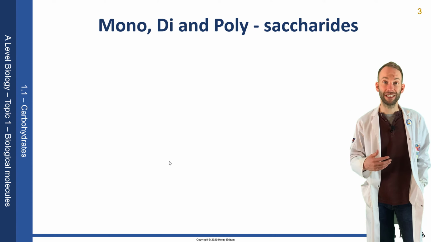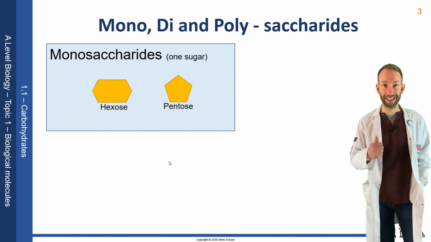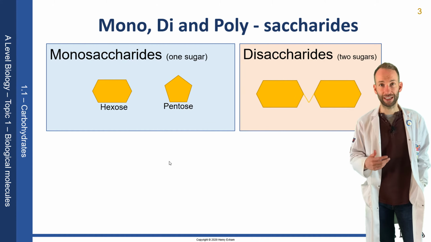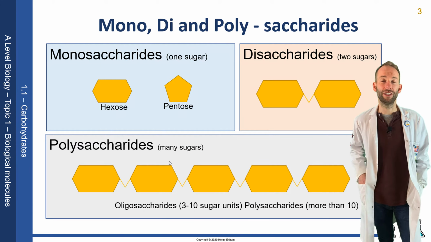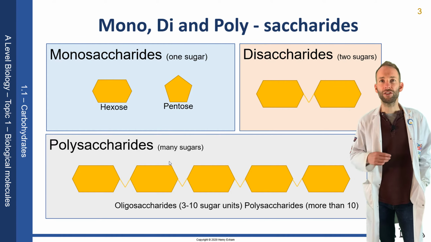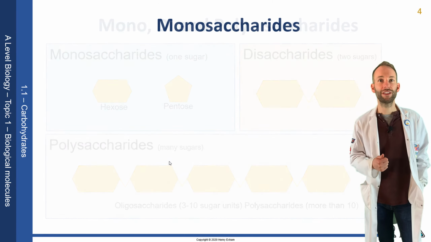So we can split carbohydrates into groups based on how big the molecules are. Monosaccharides are single sugars with 1 unit, disaccharides have 2 sugar units, and polysaccharides have more than 2 sugar units in them. Monosaccharides are very, very simple, just one single sugar, as I said.